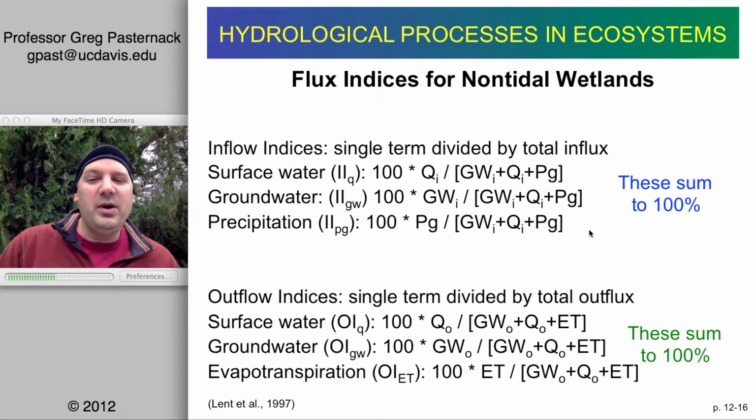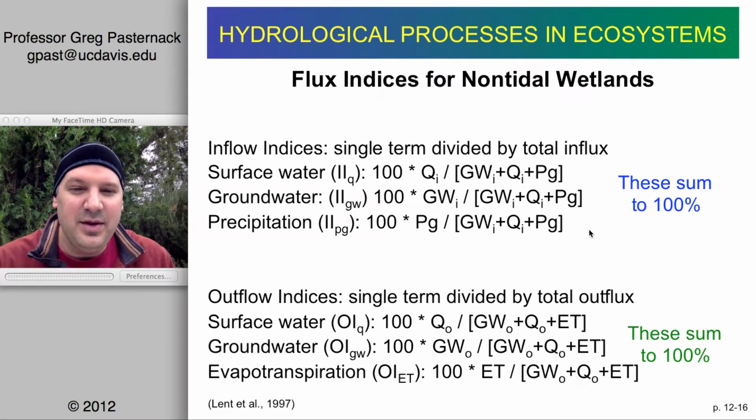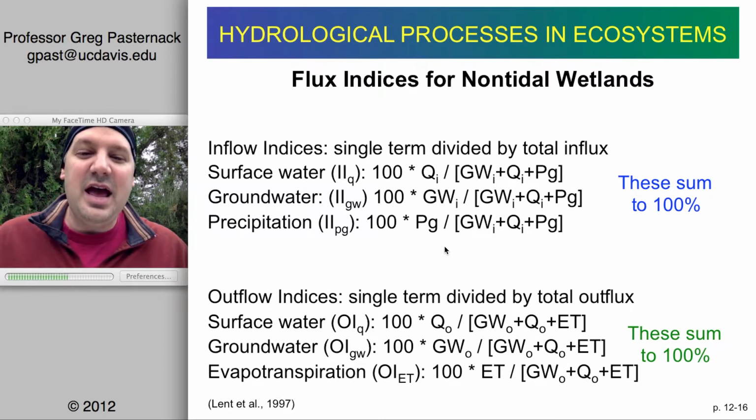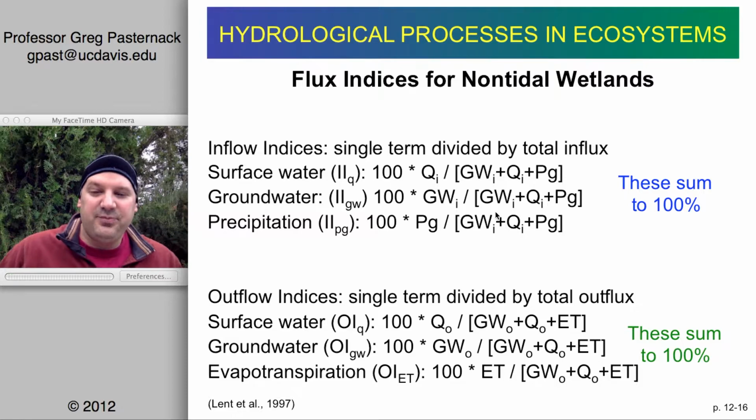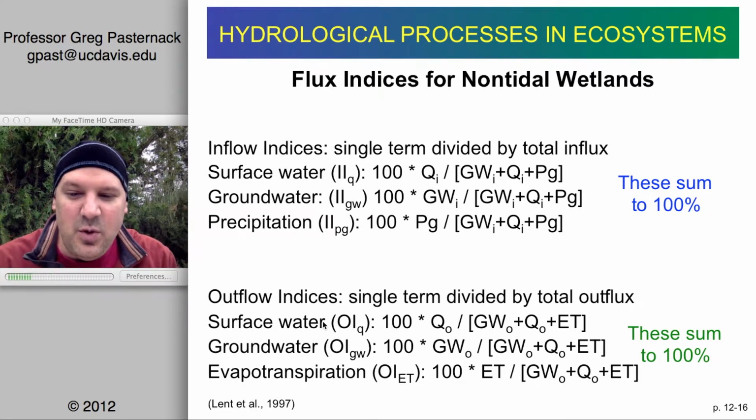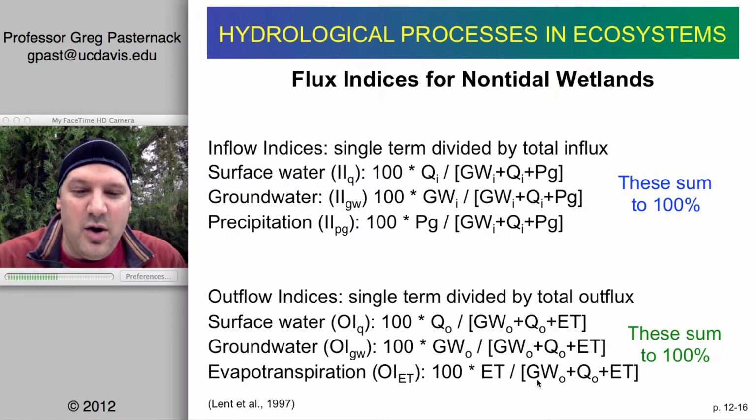So here you see a whole bunch of equations, but they're really relatively simple. All we have is an index where we take one of the inflows, like discharge or surface water run-on, and we divide it by the total inflows, okay, and then multiply it by 100 to make it a percent. So we have 3 inflow constituents: groundwater, surface water, and rain. So we have 3 individual indices here, and together, by definition of a percent, these have to sum to 100%. Same thing for the outflows. We just take surface water outflow, groundwater outflow, and evapotranspiration and come up with an index for each one of those.